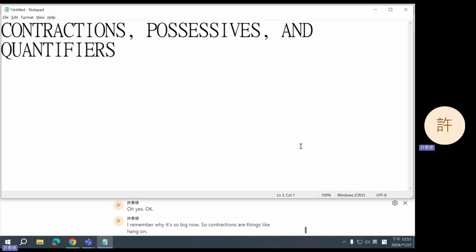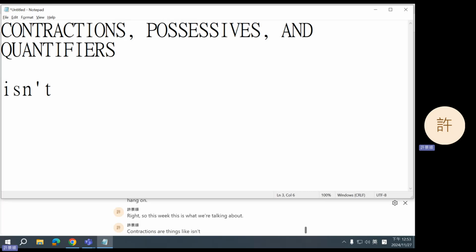Right. So this week, this is what we're talking about. Contractions are things like isn't. That's a contraction. Possessives are things like Tom's. That's a possessive.